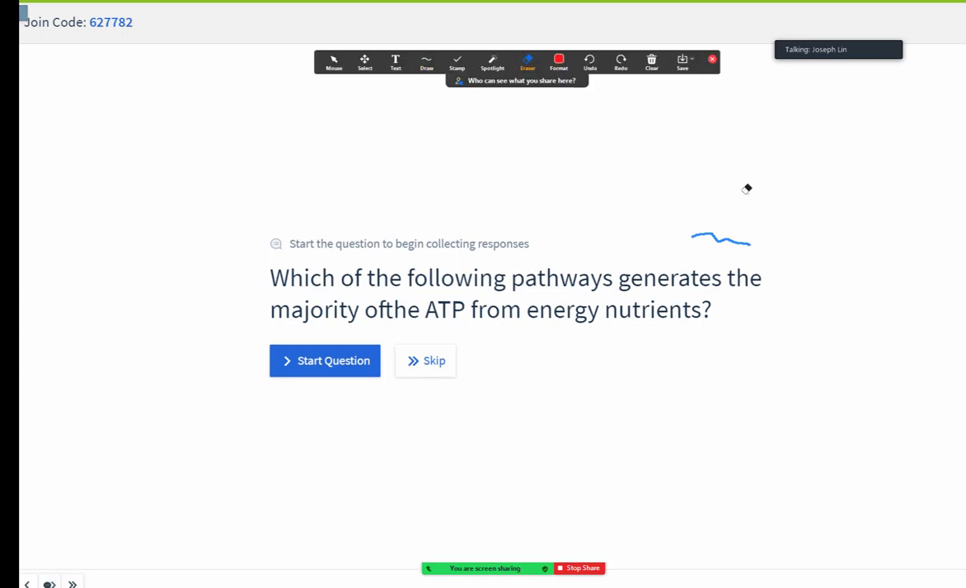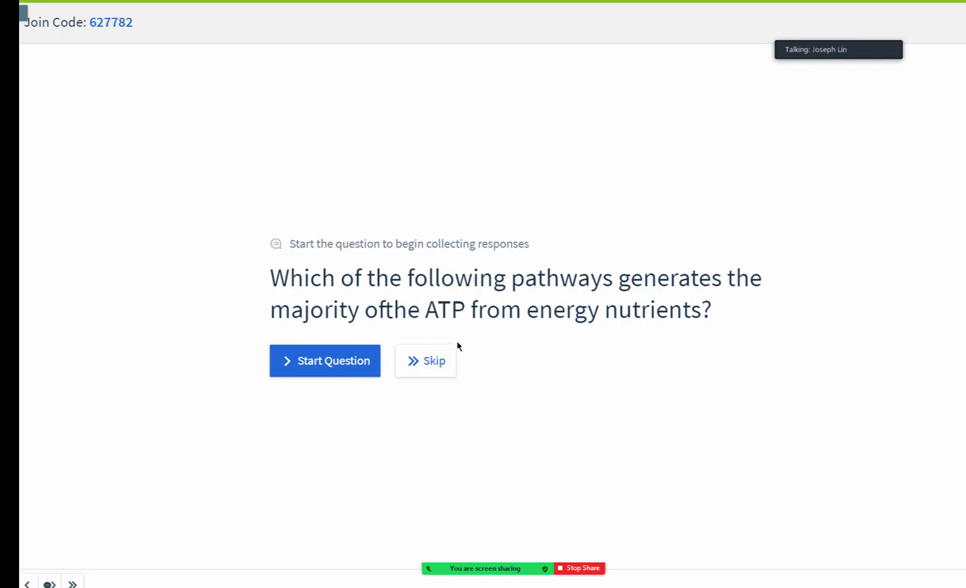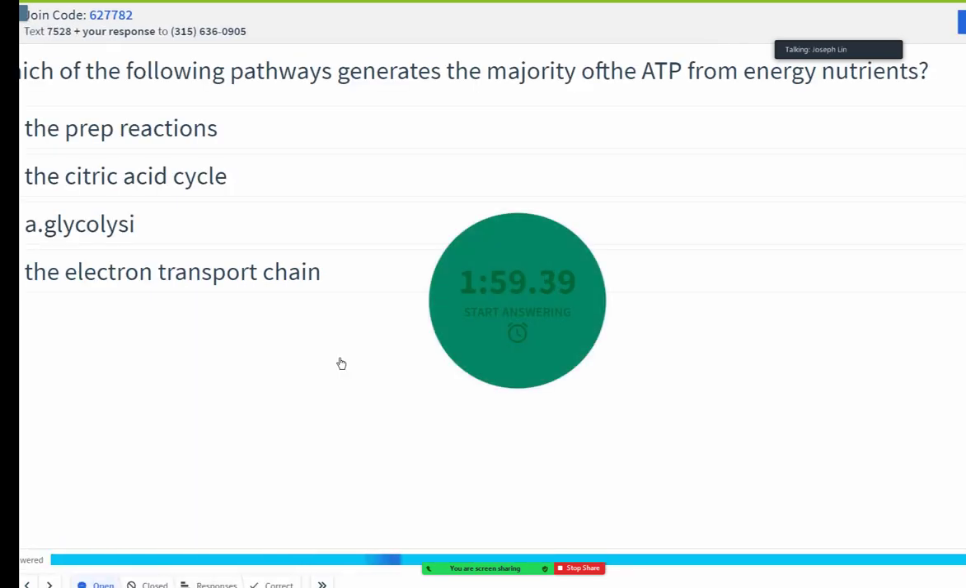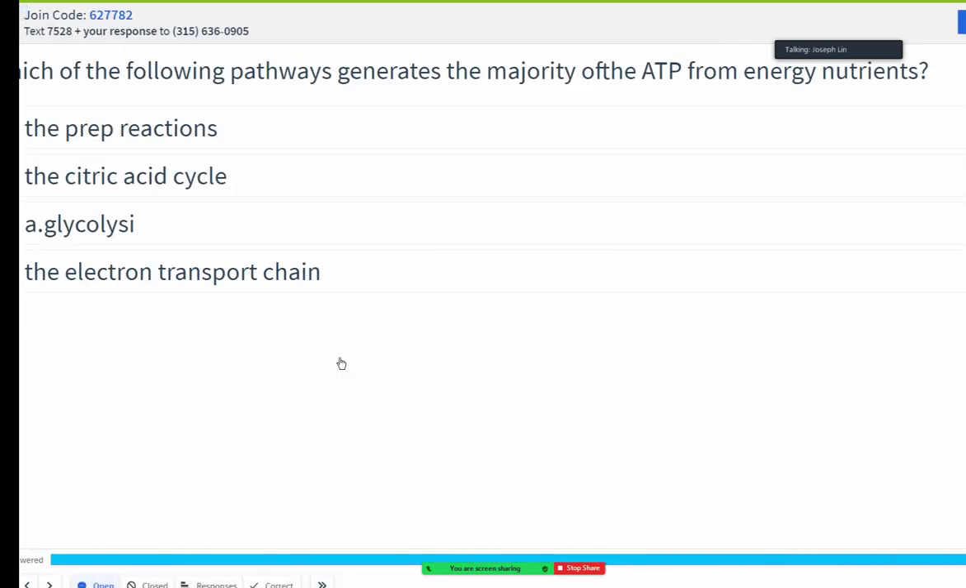All right, so I think we had a chance to do one of these questions, or maybe left off right here, but let's go ahead and do this one. Which of the following pathways generates the majority of ATP from energy nutrients? If you didn't get a chance to answer, please answer this. I believe we left off on this question last week. Yeah, 76 people answered. So go ahead and select your answer. And a couple typos there, so it's glycolysis. All right, so go ahead and pick your answer.